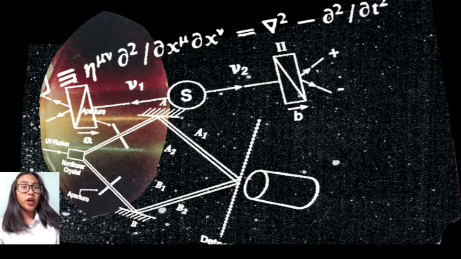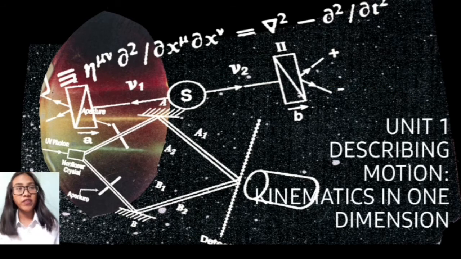So today, we are going to talk about the first unit in classical mechanics, which is describing motion, kinematics in one dimension. By the way, I am Jelina Macaraeg and I'm from the section of PSED 1F.